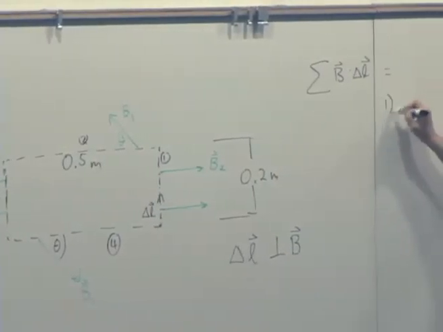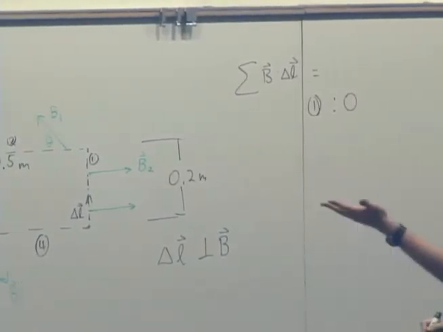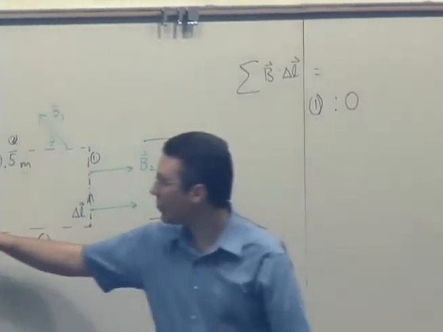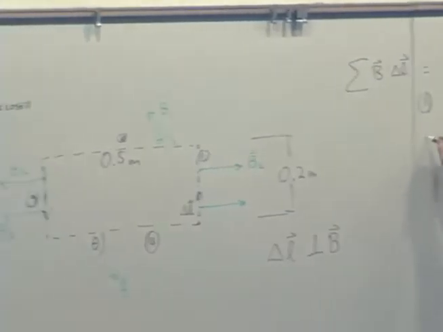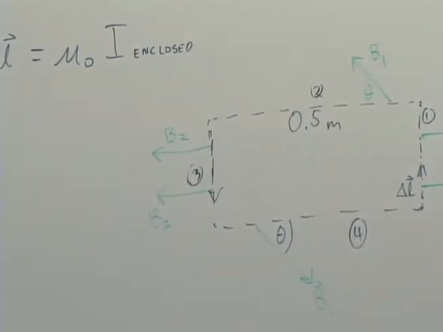Along 1, we get a contribution of 0. And then along 3, we're also going to get a contribution of 0, right? So only segment 2 and 4, we're going to get a non-zero B dot dl.